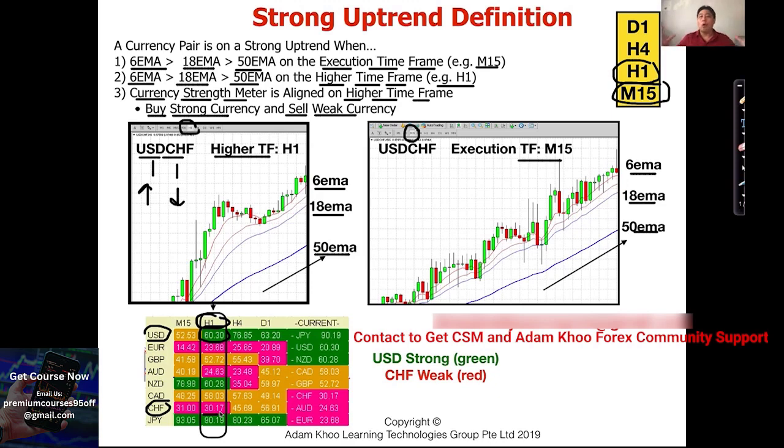So when you have got all these elements together, you are in a very, very strong trend, and the probability is that this currency pair will continue moving up in the short term.